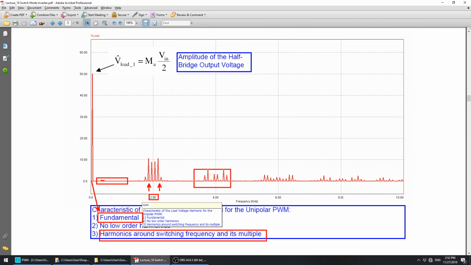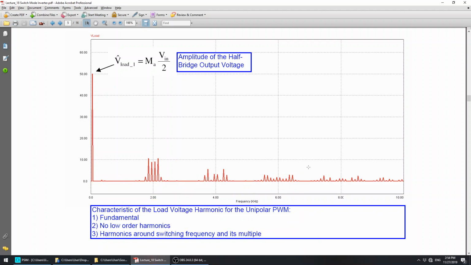So we have the sidebands or the harmonics around the switching frequency. We don't have a component at 2 kHz, no component at 4 kHz, but we have harmonics around the switching frequency. So this is characteristic of the PWM, of the unipolar PWM output.